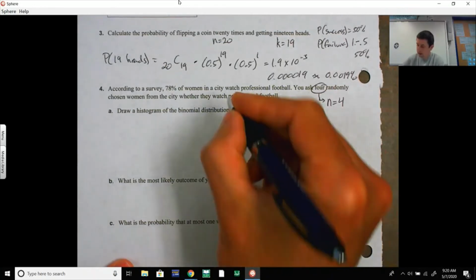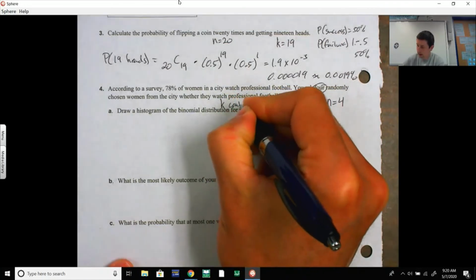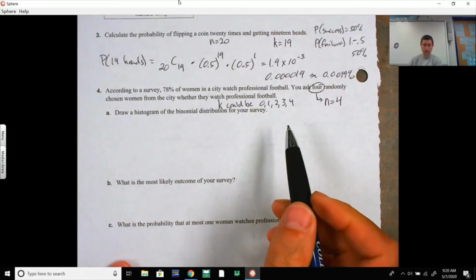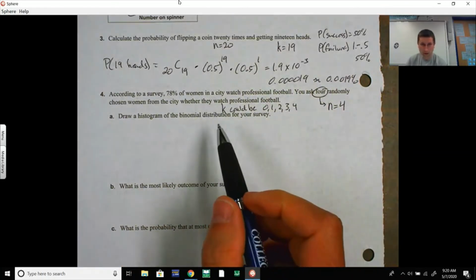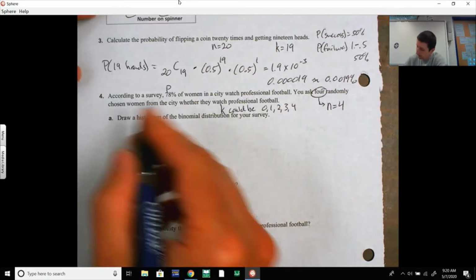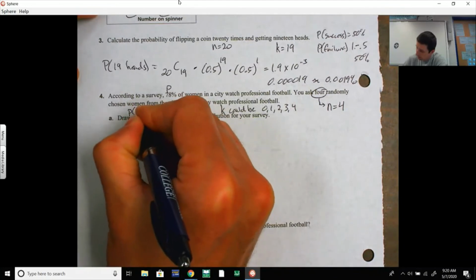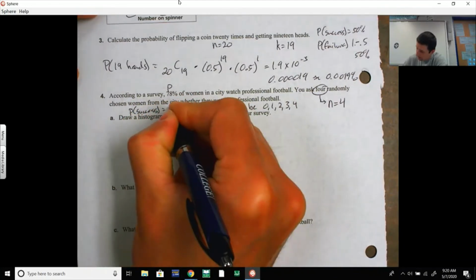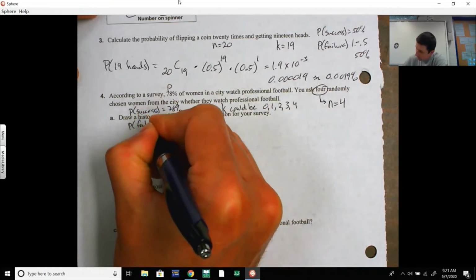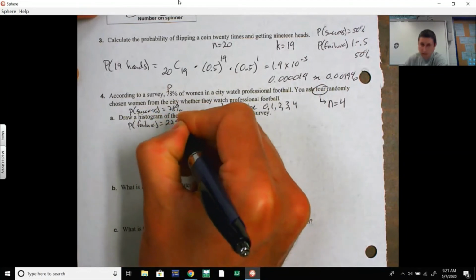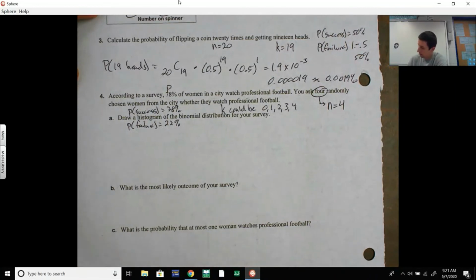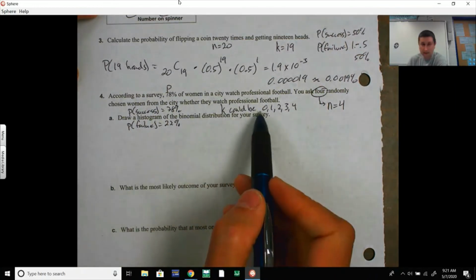Now the thing we don't have is k. K could be 0, 1, 2, 3, or 4. It could be any one of those. So they want a histogram of the binomial distribution for the survey. This is P. Okay? So the probability of success that we have here is 78%. The probability of failure is going to be 22%. 100 minus 78, basically.